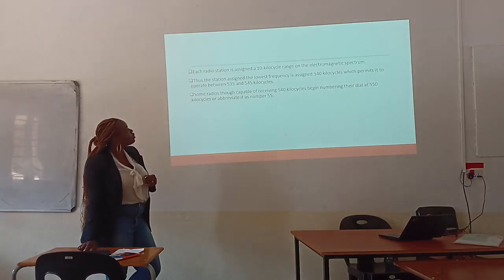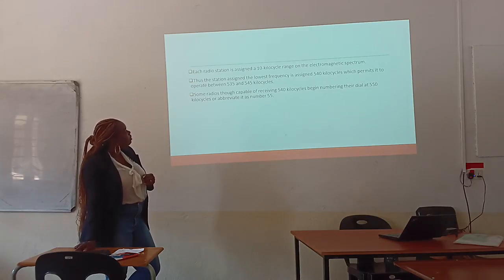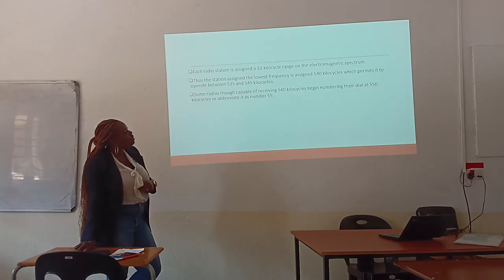So each radio station is assigned a 10 kilocycle range of the electromagnetic spectrum. This means that the station assigned the lowest frequency is assigned 540 kilocycles, which permits it to operate between 535 and 545 kilocycles. Some radios, though capable of receiving 540 kilocycles, begin numbering their dial at 550 kilocycles or abbreviate it as number 55.